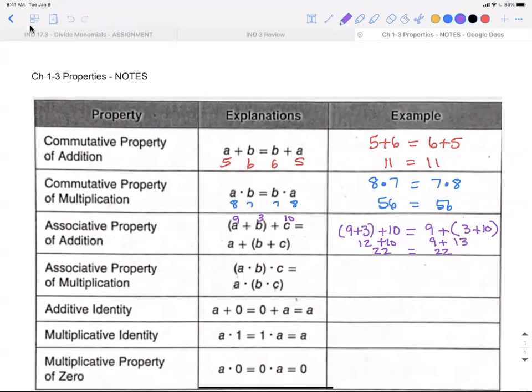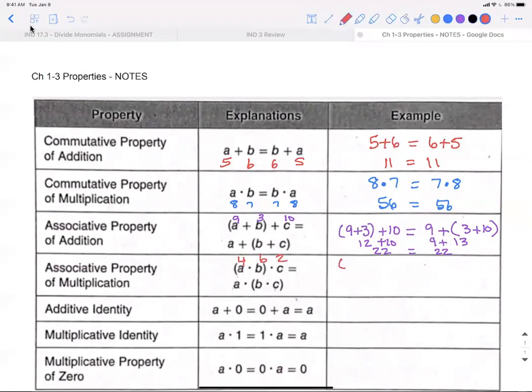So let's pick A, B, and C numbers. Somebody that hasn't talked. Miley, 4 for A. All right. So let's do 4, and then somebody give me a value for B. Jada, 6. And then somebody give me a value for C that hasn't talked yet. 2. All right. So we're going to fill in both sides of our equation with our 4, 6, and 2.